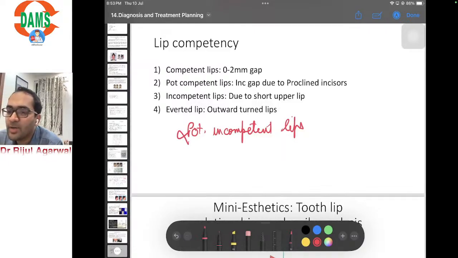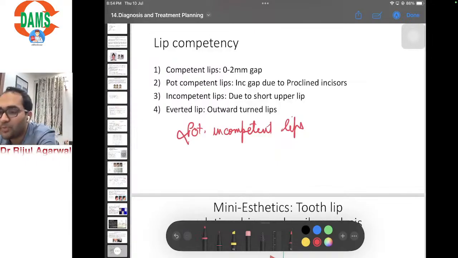Lip trap does not mean that it is like this all the time. If you can look at my image on the screen, keep it like this. That's why I said that in habits I explain lip biting and all that. Lip trap means because of the proclined incisors the lip got trapped behind them, but in the relaxed state the lip gets everted.